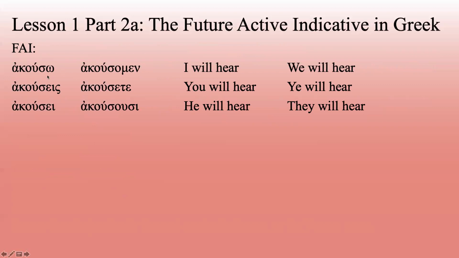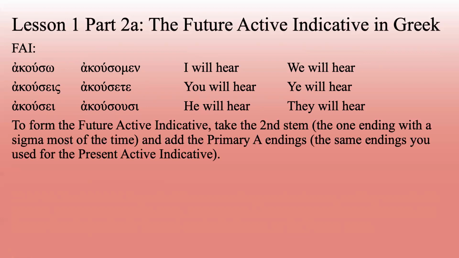We have akuso, akuses, akuse, akusamen, akusite, akususi. You'll notice the only difference between this and the present active indicative is the addition of the sigma. This means I will hear, you will hear, he will hear, we will hear, ye will hear, they will hear. Very simple, just add the will. To form the future active indicatives, take the second stem, the one ending with a sigma most of the time, and add the primary A endings, which are the same endings we used for the present active indicative, but they're on the second stem, not the first stem.